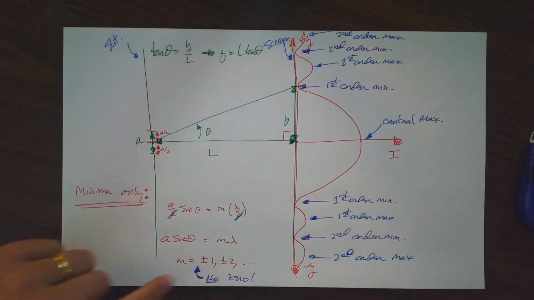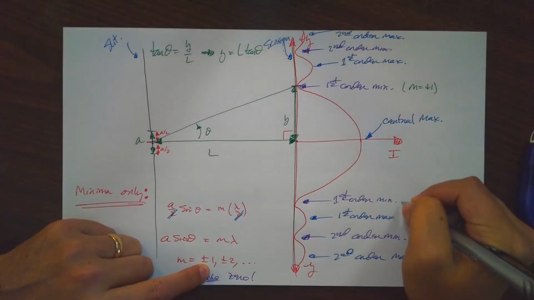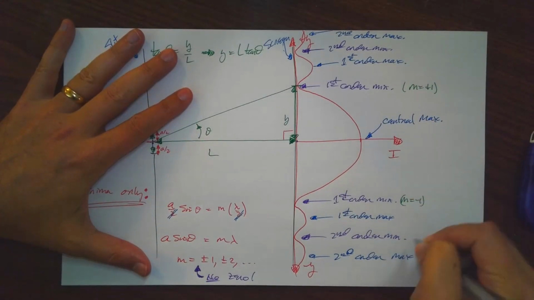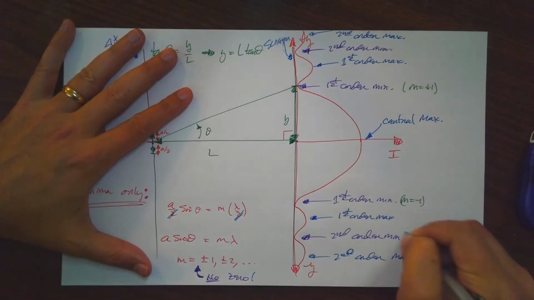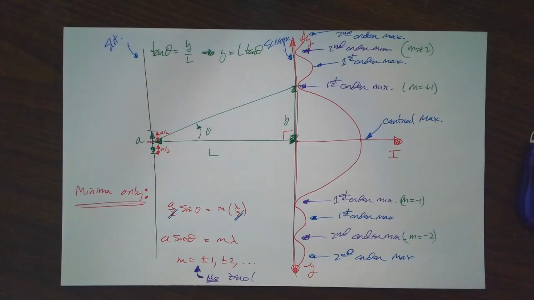And so when we look at this, these are all real nice. This is m equals plus 1. This would be m equals minus 1. And this would be m equals minus 2. This would be m equals plus 2, and so on and so forth. So they all line up. There's not that issue with the offset that there was on the minima of the double slit. That all works. It's pretty nice, good stuff.